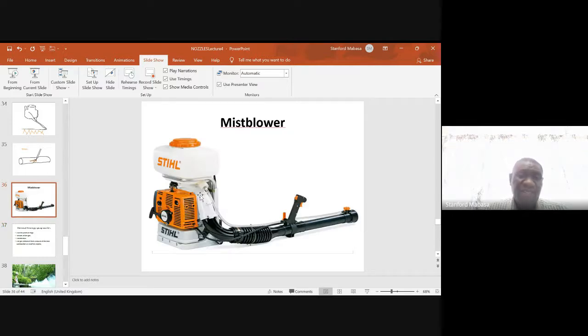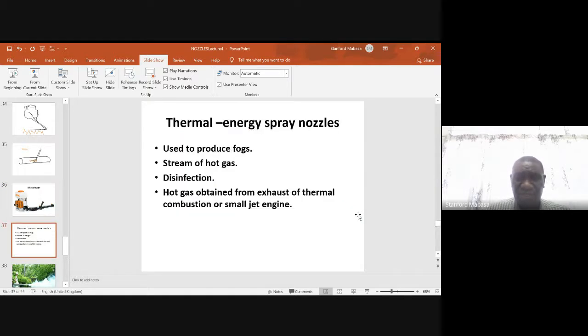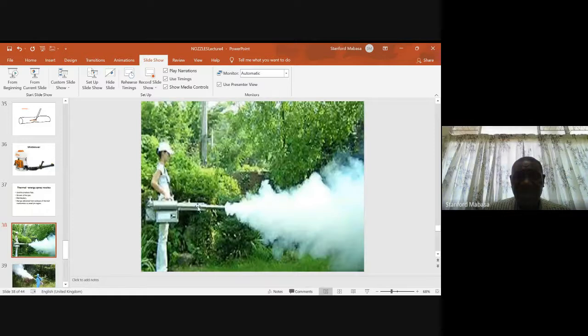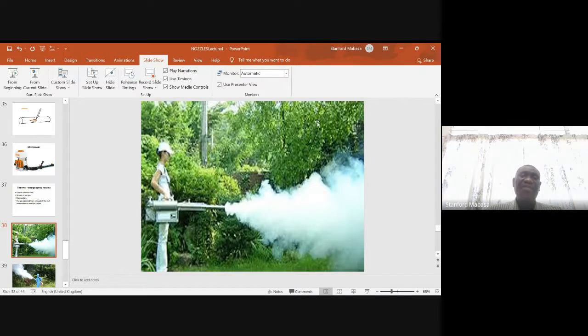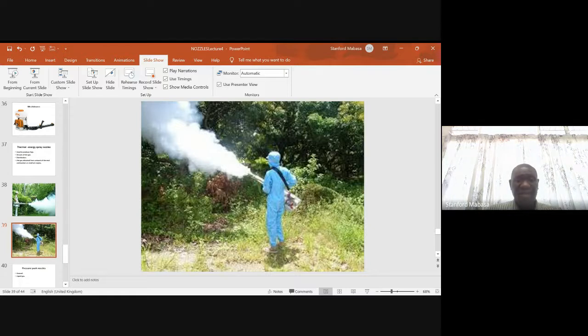So you have got that engine at the back of the sprayer. This is the tank, maybe where you have your chemical. So the exhaust from the engine and the pesticide are mixed together, and they come out as fumes, as smoke, which can drift into the plantation. You can see someone who is directing these fumes to the trees. So if you wanted to spray trees, this could be ideal.